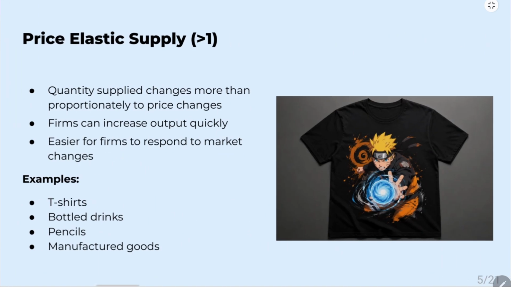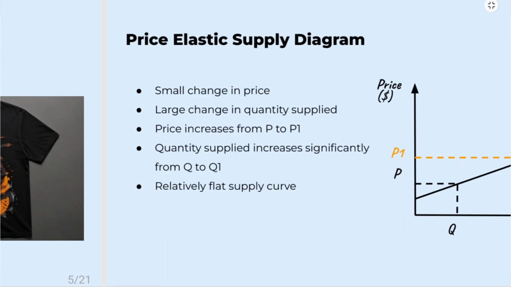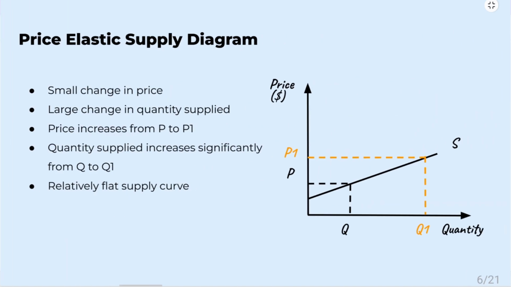Now let's talk about price elastic supply. Price elastic supply happens when quantity supplied changes more than proportionately compared to the change in price. This usually happens when firms can increase production quickly and easily. Manufactured products like t-shirts and bottled drinks are often price elastic because factories can produce more units in a short period of time. For example, if the price of bottled water rises, firms can quickly increase production to earn more revenue. This diagram shows price elastic supply.